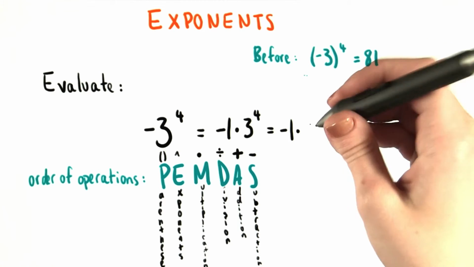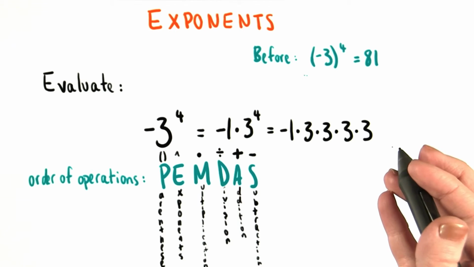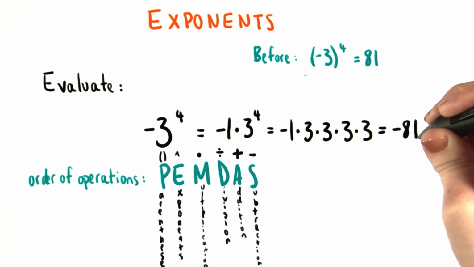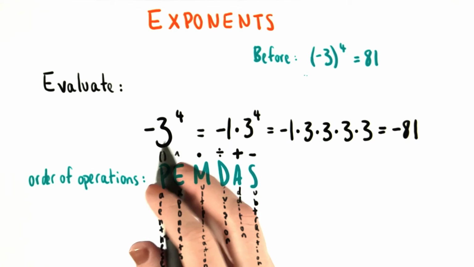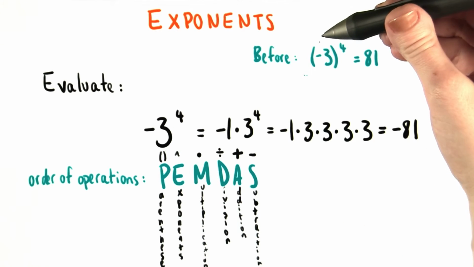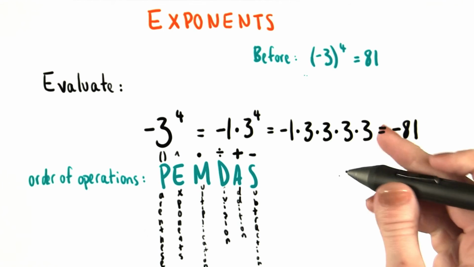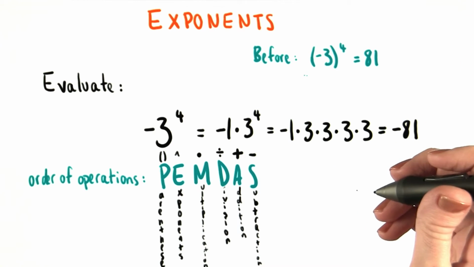So we know that 3 to the fourth is equal to 3 times itself 4 times. So now we can just multiply all of this out, and we get -81. So you can see that -3 to the fourth power gives us a completely different answer than the whole quantity -3 taken to the fourth power. Parentheses make a huge difference when we're using exponents.